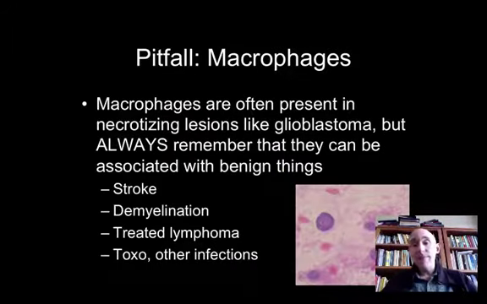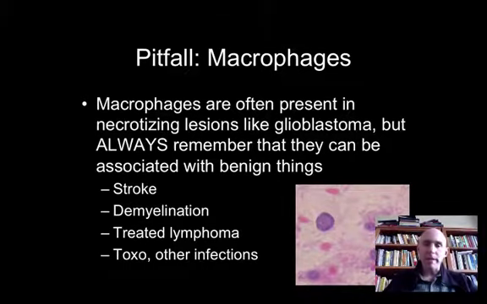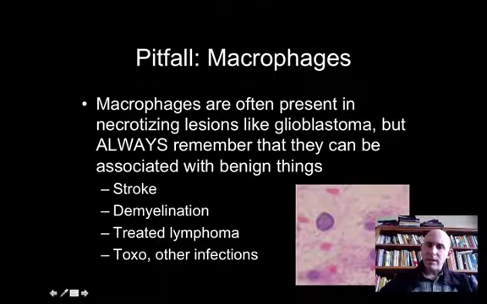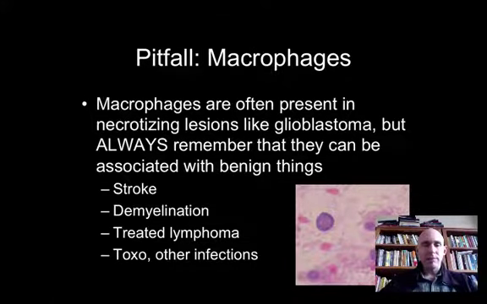Now, there are some pitfalls. Not everything that has some macrophages in the background is glioblastoma. So I want you to remember that things like stroke and demyelination and treated lymphoma and infection can have macrophages. As a matter of fact, this was a cytologic preparation that we had where there's a macrophage here, if you can see the arrow, and just to the left of it is a virally infected oligodendrocyte in a case of progressive multifocal leukoencephalopathy. So remember, macrophages alone don't make something neoplastic, or they certainly don't make it glioblastoma.